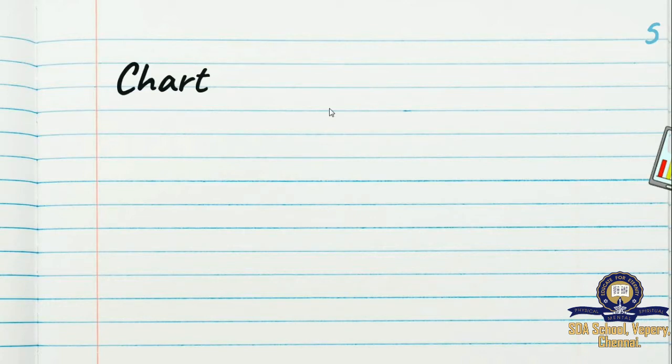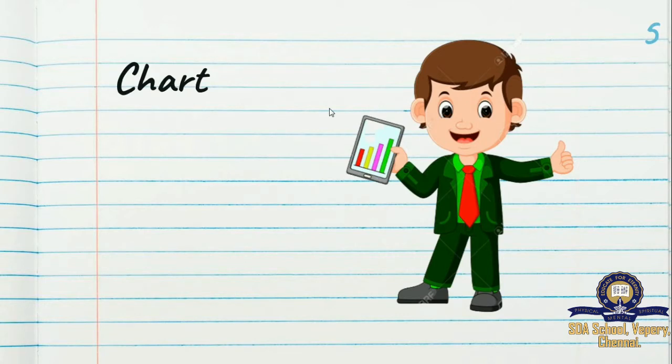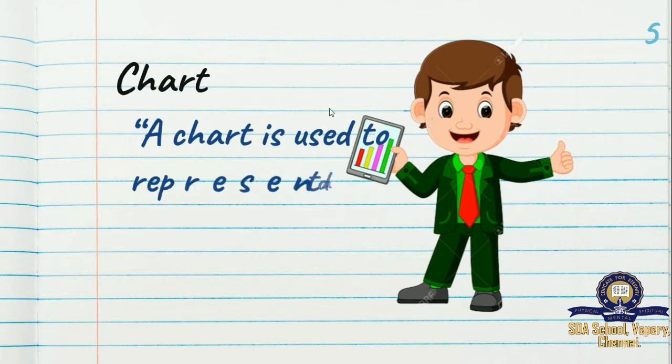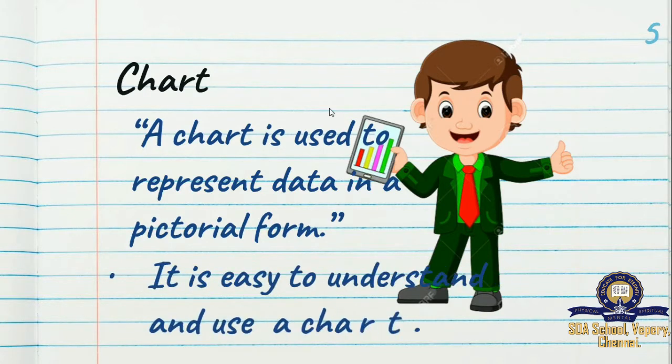It's a plain, thick sheet. In that sheet you can draw anything you want. So that is a chart. In real life, we call the chart a drawing material. Here in the system, we are going to create a chart in a pictorial format which is used to represent data. A chart is used to represent data in a pictorial form. It is easy to understand and use a chart.